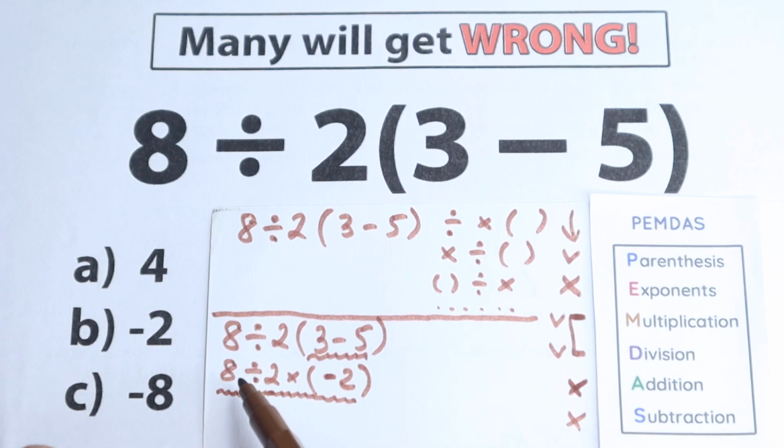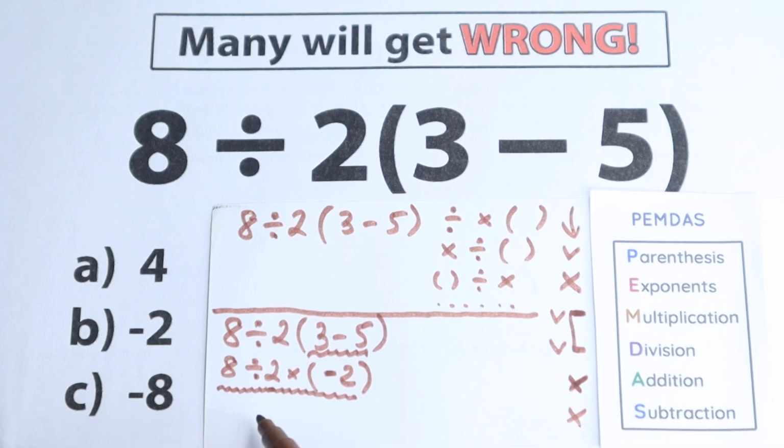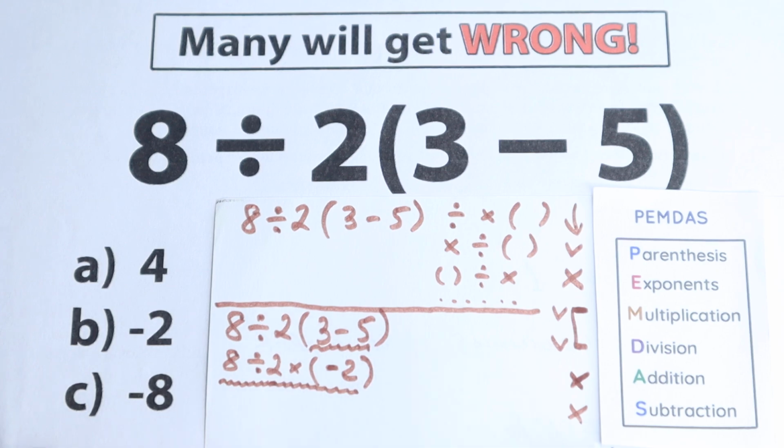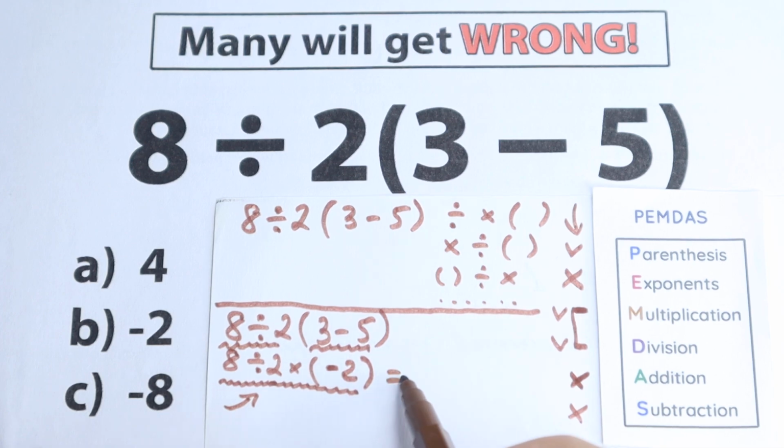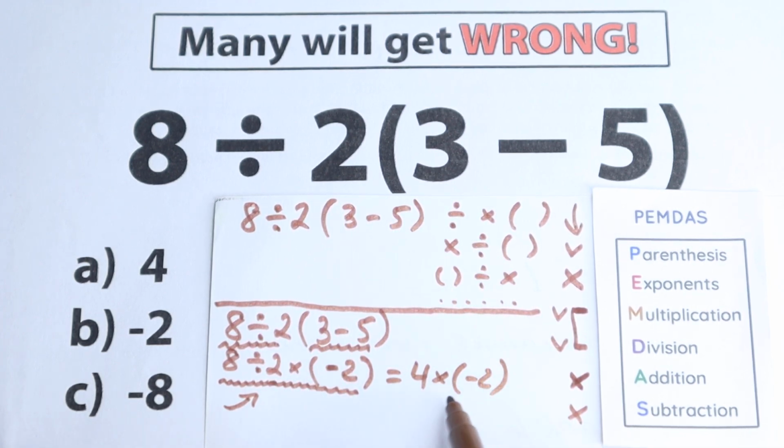But according to PEMDAS, we need to look at it as a group, so we need to scan where we have this multiplication and division sign, and then we need to find the first sign from left to right. So PEMDAS works from left to right. So we need to find our first sign from left to right. Right here we have this division, and it doesn't matter, multiplication or division, the first sign from left to right we need to start with. In our case, 8 divided by 2 equals 4. And 4 multiplied by -2, we have our answer -8.